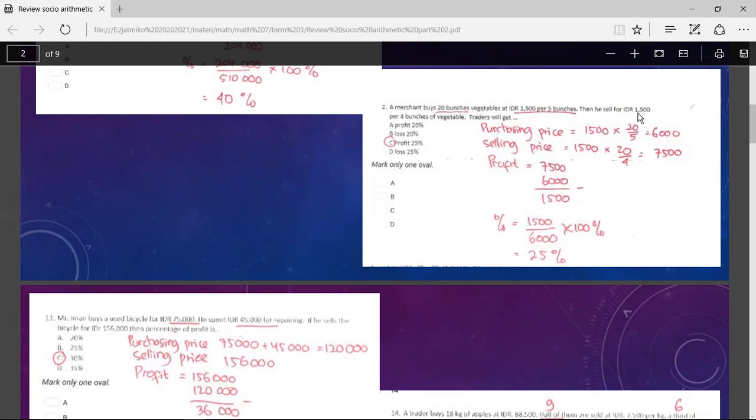And then he wants to sell the vegetables for 1,500 per bunch. If we have 20 bunches, we will get money 20 divided by 4 or 5 times 1,500, so 7,500. So we have found the purchasing price and the selling price, and then we can decide the profit. The profit is 1,500, and the percent of profit is 1,500 divided by the purchasing price 6,000, and that is 25%.